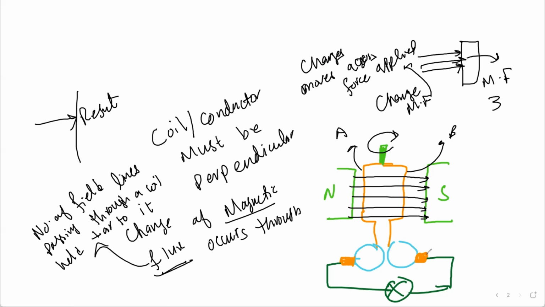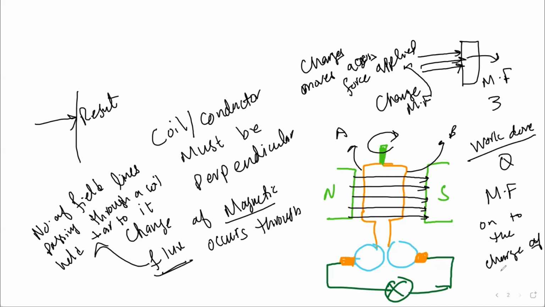Obviously it's a conductor, so it has free charges moving across. So magnetic field lines apply force on the charges and force them to move across the conductor. This work done per unit charge by the magnetic field onto the charges present in the coil leads to EMF. And this EMF leads to current.